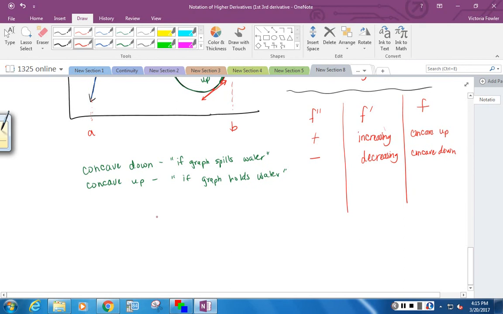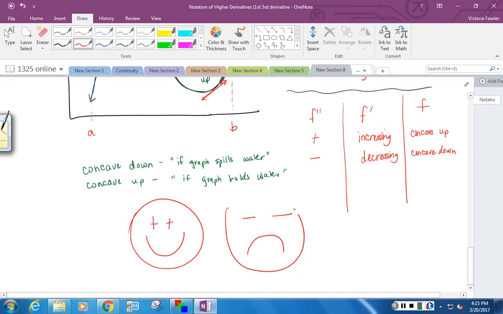to say I have taken the second derivative, so this is second derivative and it's positive, so I did two of these plus signs because I'm talking about the second derivative. The second derivative is positive, and so I know my function is concave up. Whereas if I take my second derivative and it's negative, so two negative signs here talking about the second derivative being negative, my function f is concave down.